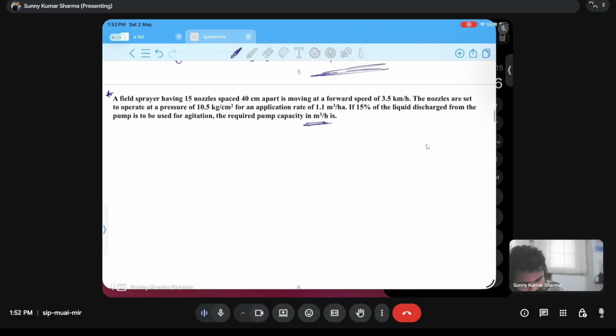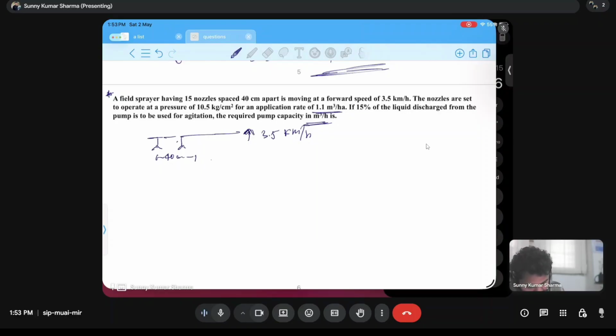So the field sprayer has 15 nozzles spaced 40 centimeter apart, moving at a forward velocity of 3.5 km per hour. The nozzles operate at a pressure of 10.5 kg per centimeter square at an application rate of 1.1 meter cube per hectare. So how much area is it covering while moving forward? What is the field capacity of this sprayer? First we will find that out.